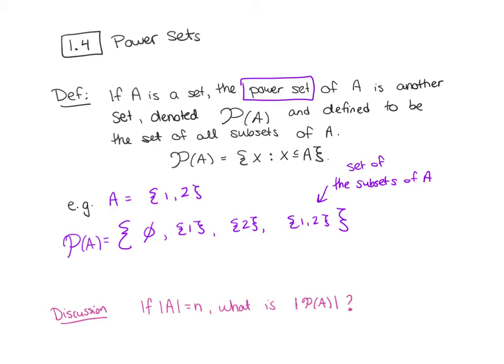Okay, so related to one of the previous discussion questions: if the cardinality of A is n, what is the cardinality of its power set? So that's just asking how many subsets A has if the cardinality of A is n. So I'll give you guys that to think about.